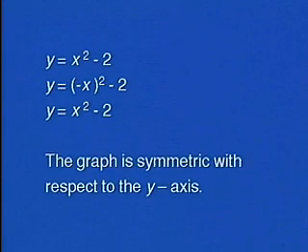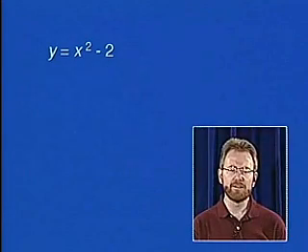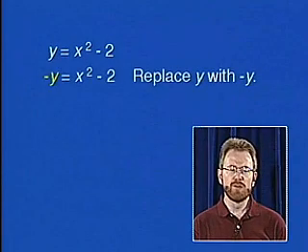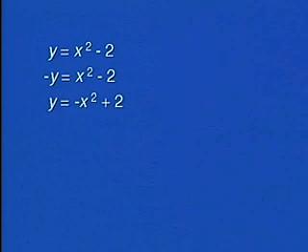Now, since we ended up with the same equation that we started with, the graph is symmetric with respect to the y-axis. Now, if we were to test for symmetry about the x-axis, then that says we need to replace y with negative y. Doing that yields negative y equals x squared minus 2. And then we're going to go ahead and simplify or solve this equation again for y, which means multiply both sides by negative 1. The resulting equation is y equals negative x squared plus 2, which is not the same as our original equation.